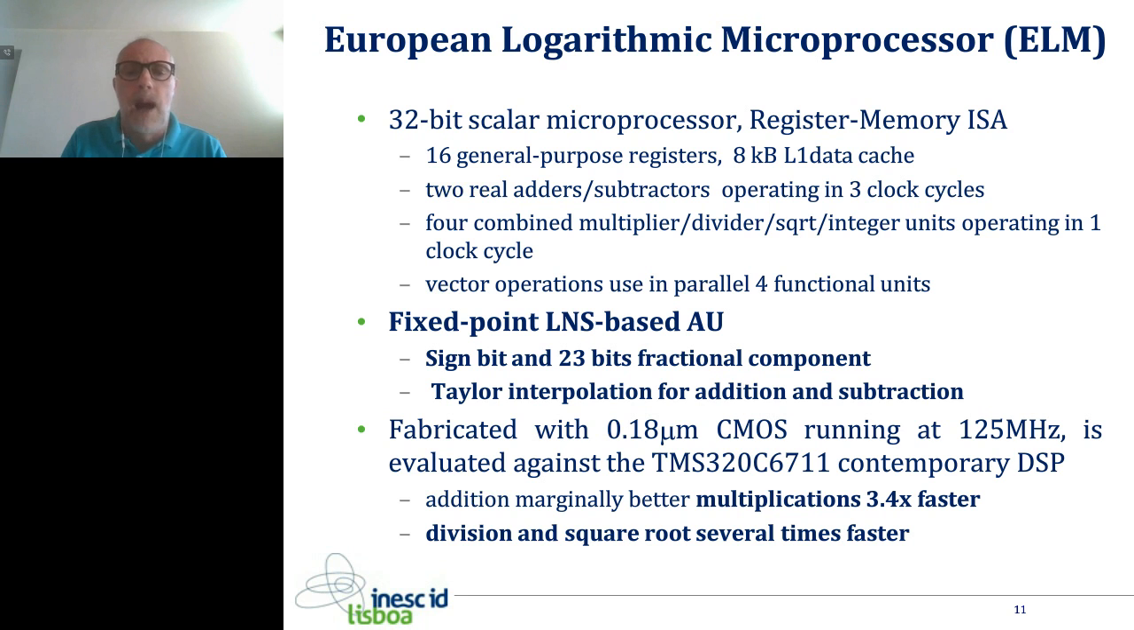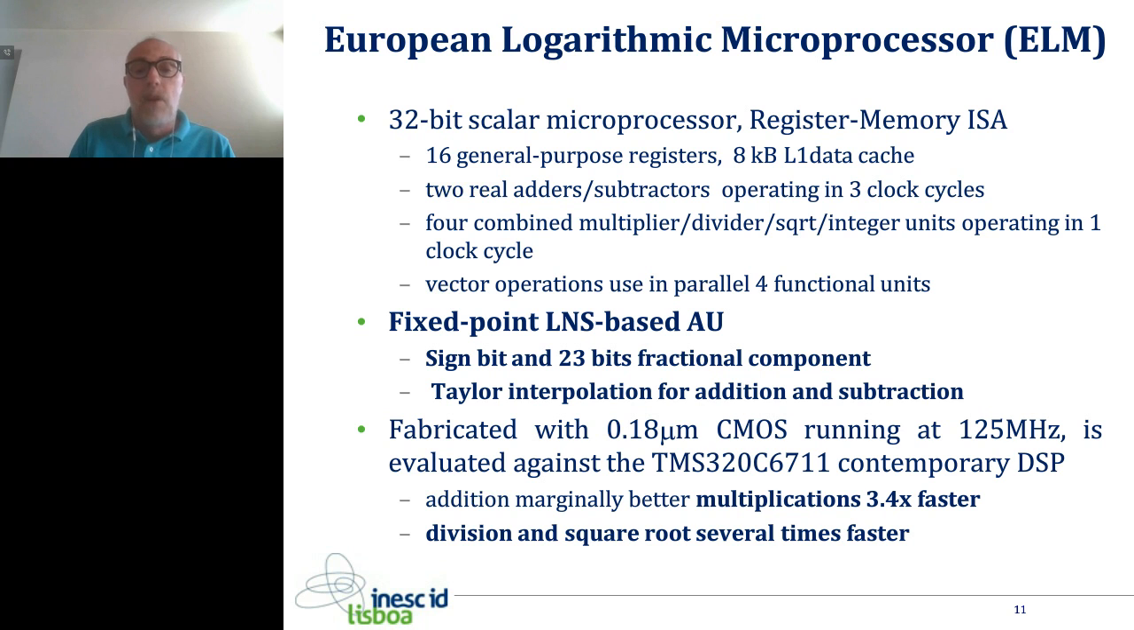real microprocessors. A very representative example is the ELM, which means European Logarithmic Microprocessor. It's a 32-bit scalar microprocessor with a register-memory instruction set architecture, not the register-register one that we have in RISC architectures nowadays. To give you an idea, you have 16 general purpose registers, you have an L1 data cache, and you have 2 real adders and subtractors operating in 3 clock cycles, because it's a difficult kind of operation.